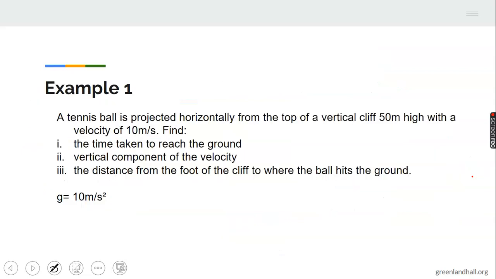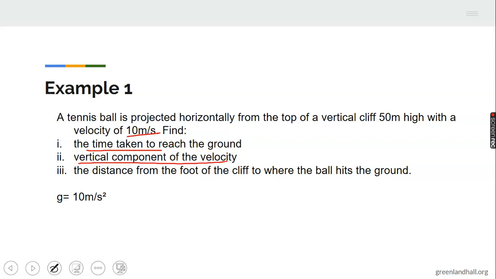Example 1. A tennis ball is projected horizontally from the top of a vertical cliff 50 meters high with a velocity of 10 meters per second. Find one, the time taken to reach the ground; two, the vertical component of the velocity; and three, the distance from the foot of the cliff to where it hit the ground.